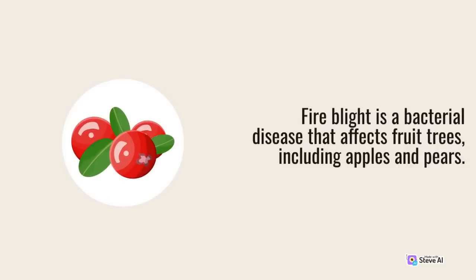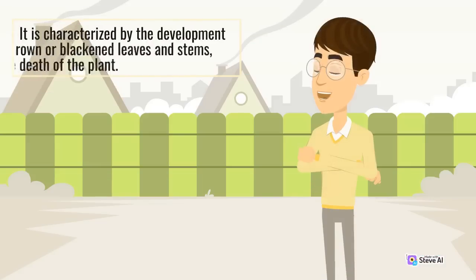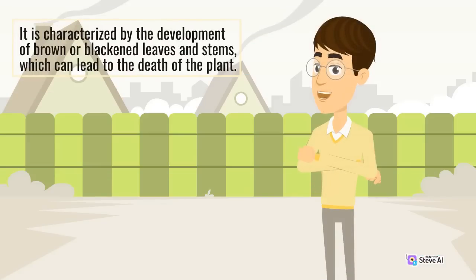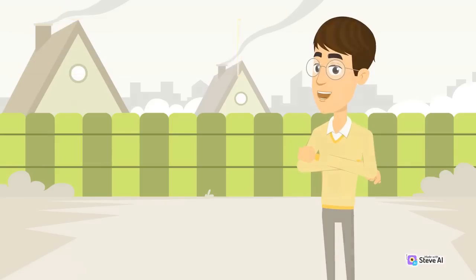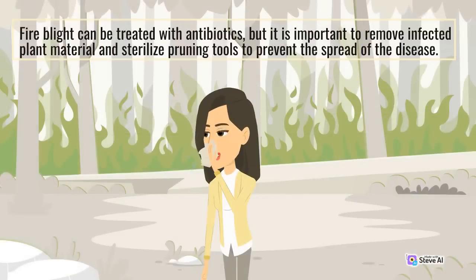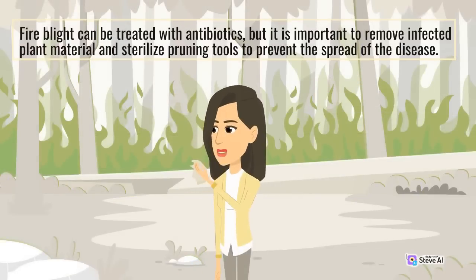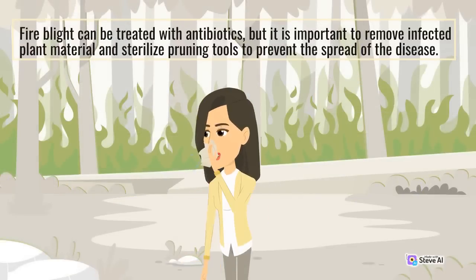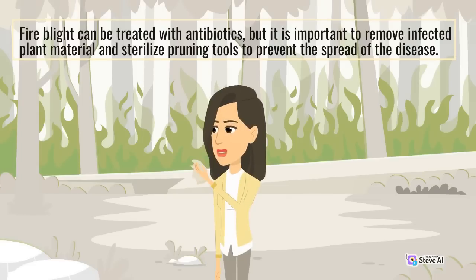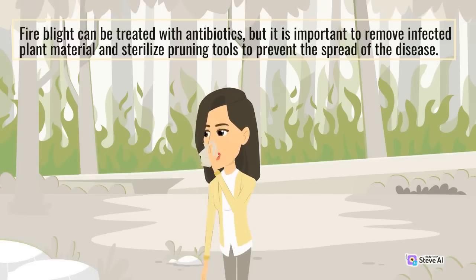Fire blight is a bacterial disease that affects fruit trees, including apples and pears. It is characterized by the development of brown or blackened leaves and stems, which can lead to the death of the plant. Fire blight can be treated with antibiotics, but it is important to remove infected plant material and sterilize pruning tools to prevent the spread of the disease.